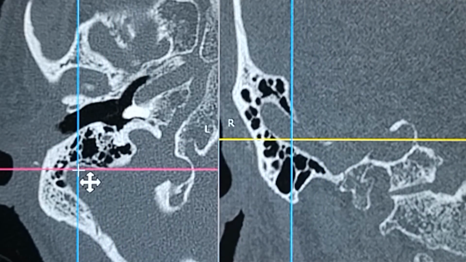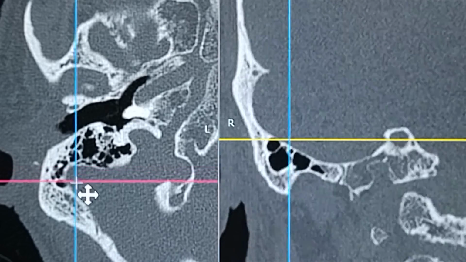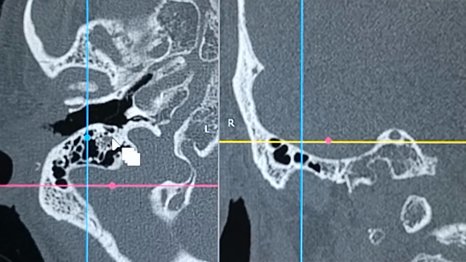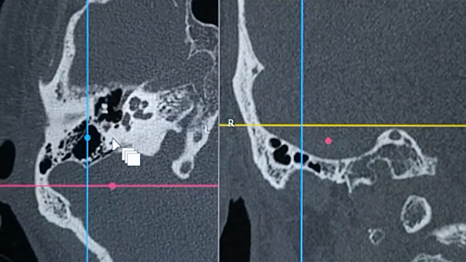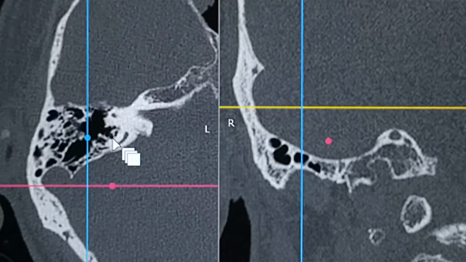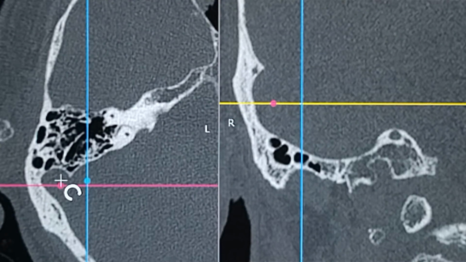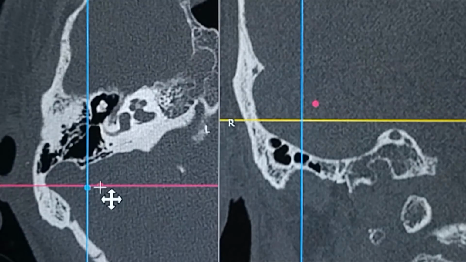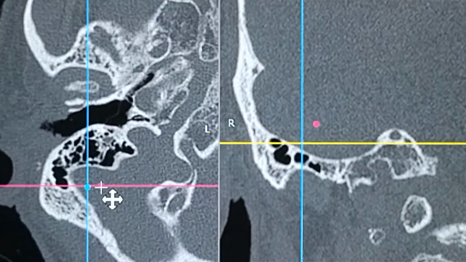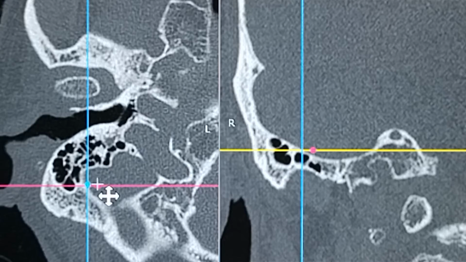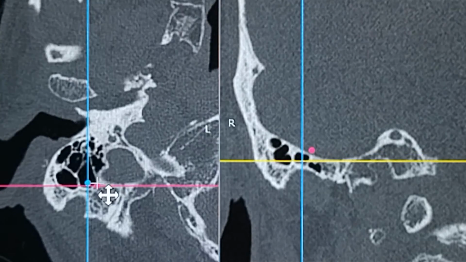And there's one more structure which you can see over here, the sigmoid sinus. Okay, so that's the sigmoid sinus. This entire structure is sigmoid sinus. So let me go from very inferior to superior. I guess you should have a much clearer idea if I go from the very below to the above.